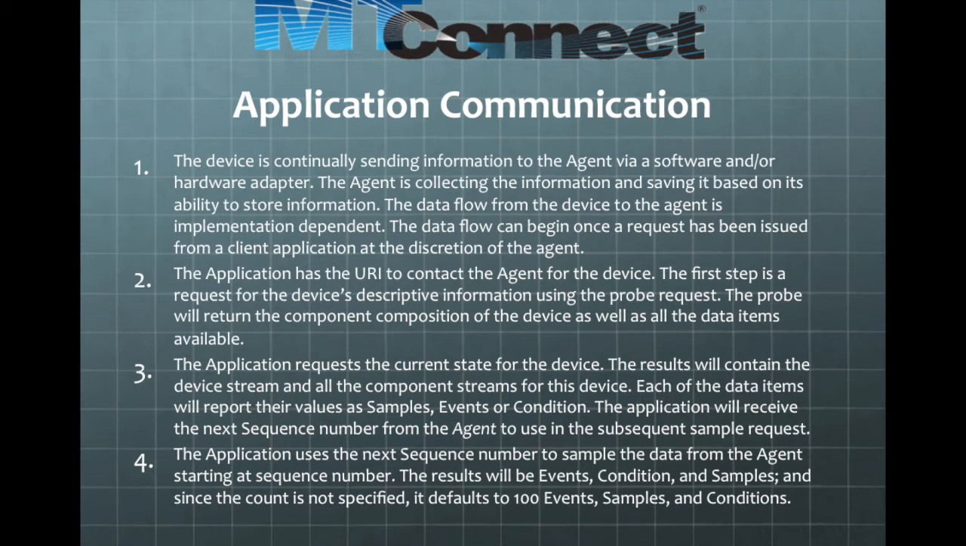And there's also an instance ID so that you know whether or not the system or the agent has been restarted. And then the results come back that are events, conditions, and samples. The default is to provide 100 event samples or conditions when you're querying information from the app to the agent. This information can be set through different configuration files, which I'm not going to get into for the purpose of this particular presentation today.